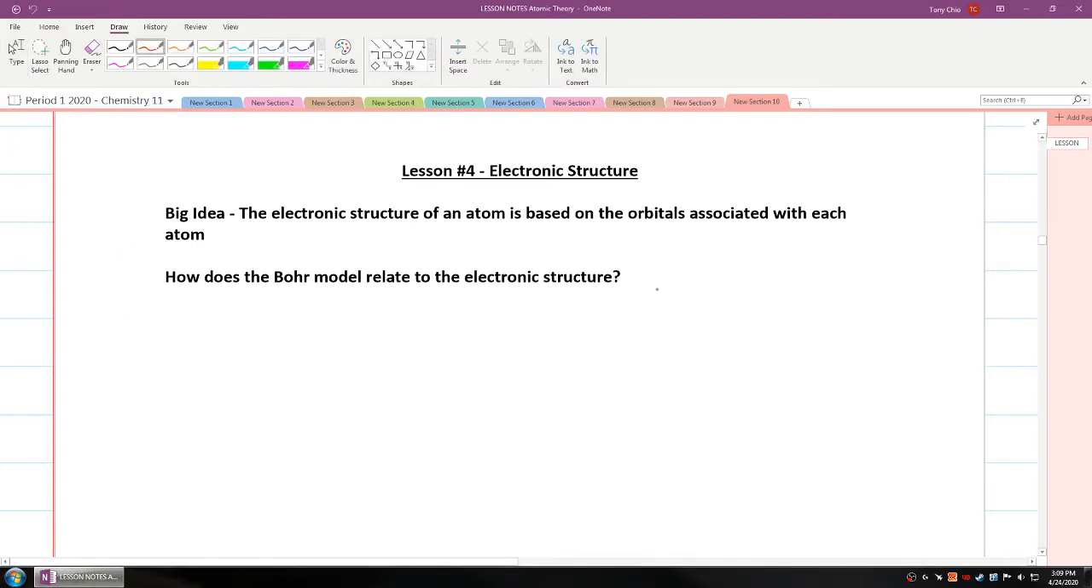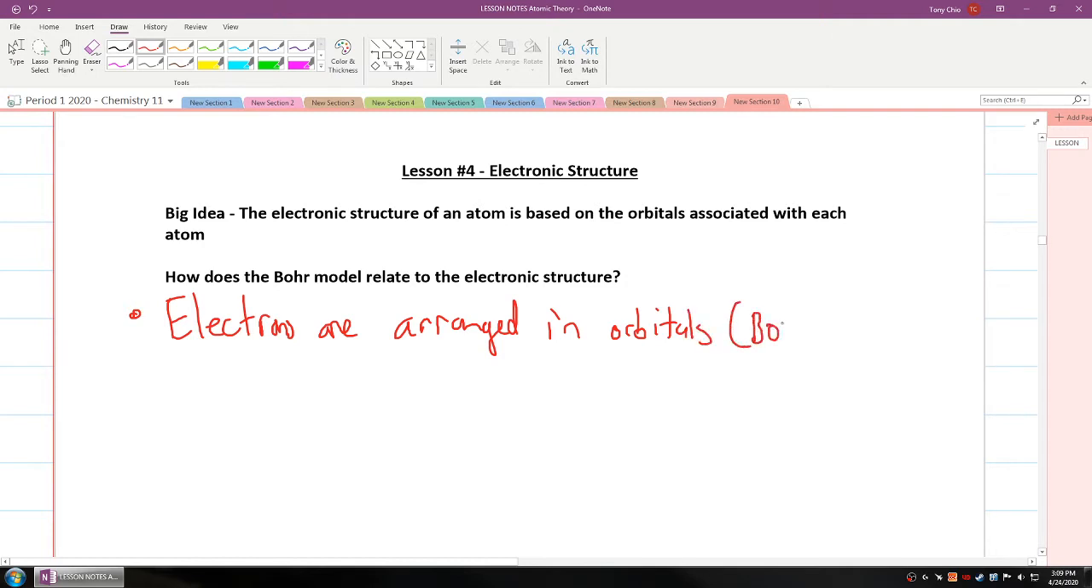So remember Bohr models back in grade 8, 9, and 10 show that electrons are arranged in orbitals. And you might remember this model. This model is called the Bohr model. And that electrons cannot occupy between the orbits. Cannot be between the orbits.